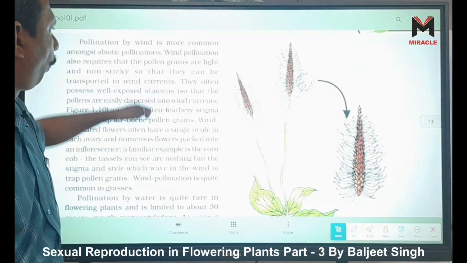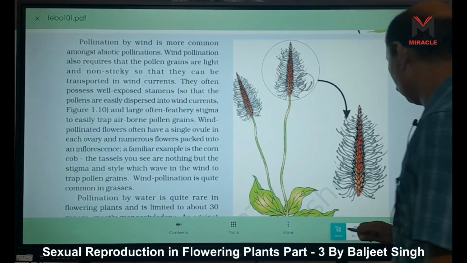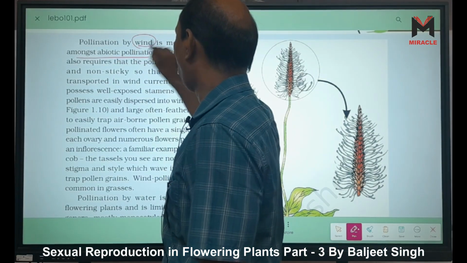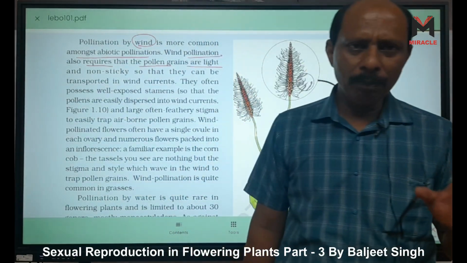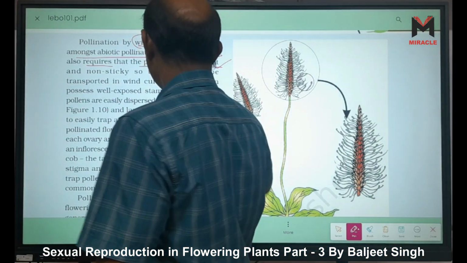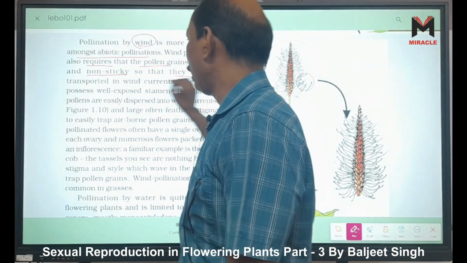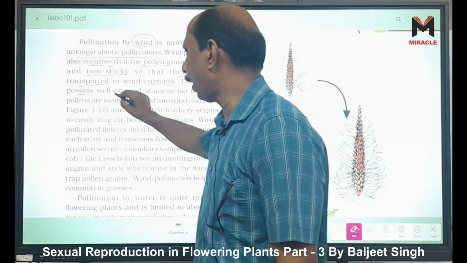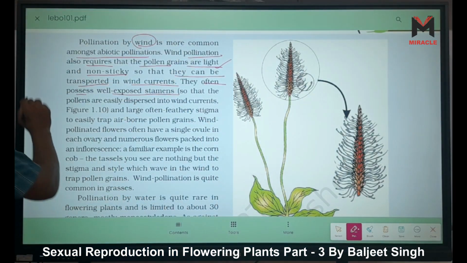Now second is given here. Pollination by wind is very common among abiotic pollinations, right? Wind pollination also requires that pollen grains be non-sticky. They may be light, so that they can be blown in the air and transported in wind currents, right? They often possess well exposed stamens. Mostly they have this type of stamens.